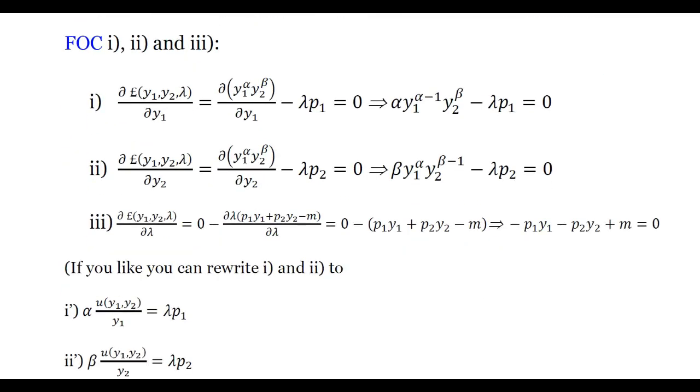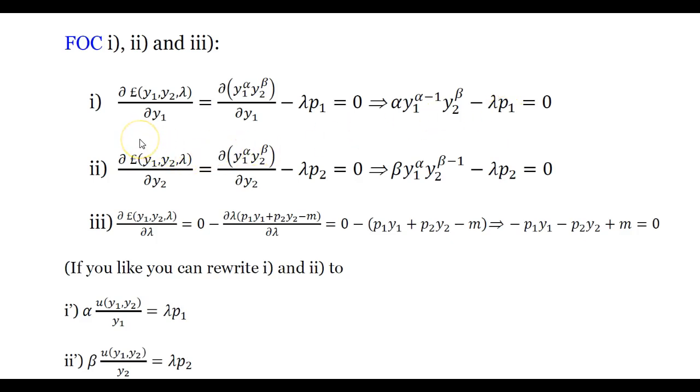So we see here that the first order condition 1, that's the partial derivative of the Lagrange function with respect to the first good, will give us the marginal utility for good 1, which is expressed like this, minus lambda p1, and we set that equal to 0. So you can rewrite it, if you will, as marginal utility of good 1 equal to lambda p1.